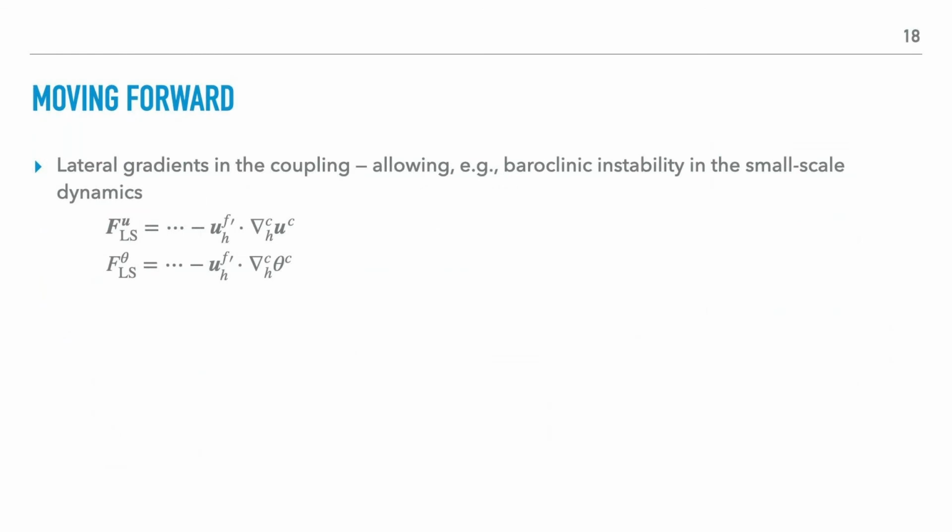Moving forward, the most straightforward step is to include the lateral gradient in the coupling. For the large-scale forcing term, as I said before, we are using a very simple relaxing term right now, but it is just one step forward to include the large-scale lateral gradient term, which will allow more physics in the small-scale dynamics, for example, baroclinic instability and symmetric instabilities.